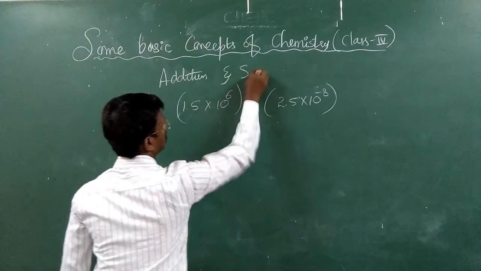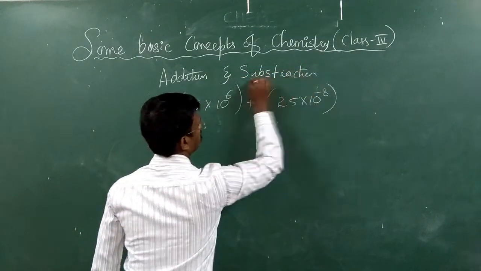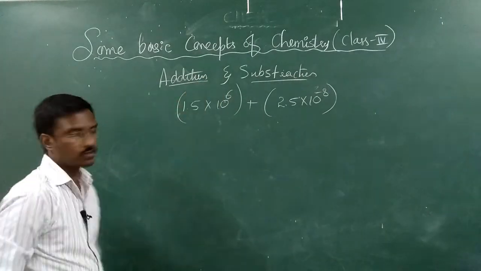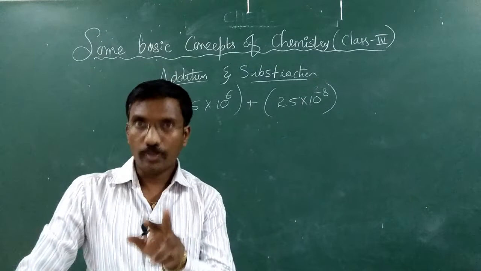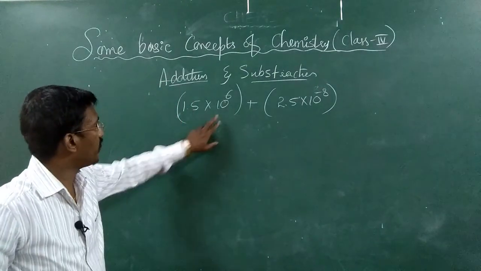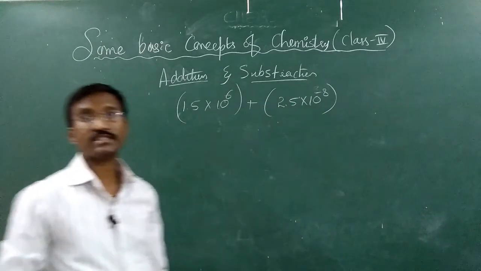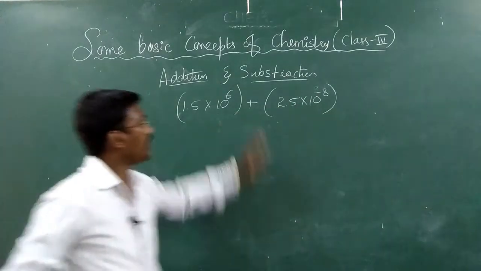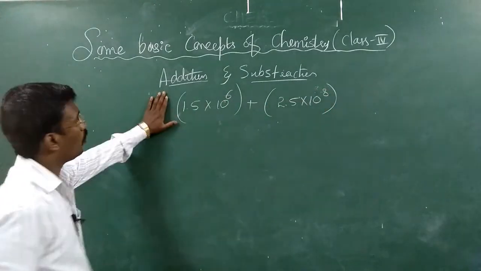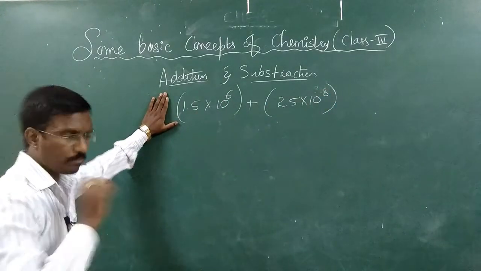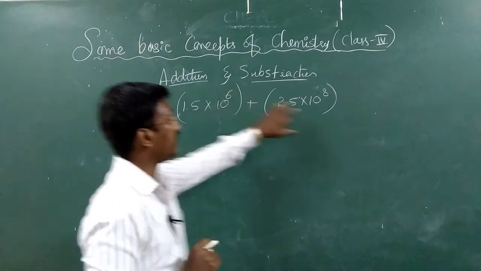and subtraction. In the last class we observed multiplication and division. While doing multiplication and division, we do not observe whether the powers are the same or different; they may have different powers. Look here, while doing addition and subtraction, we must observe the powers: 10 raised to 6 and 10 raised to 8 are there.